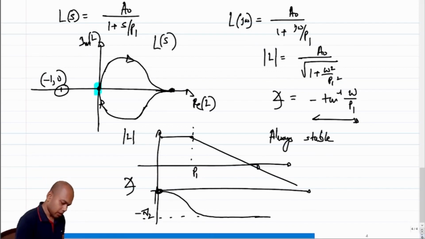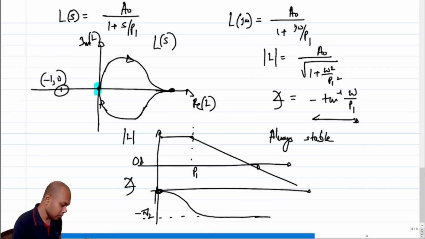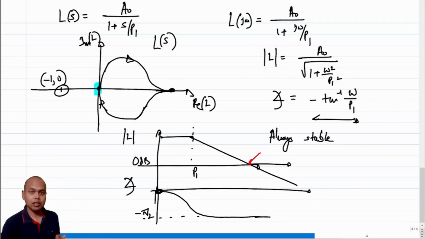Okay, fine. So by the way, where is this minus 1, 0 point in the Bode plot? When I say minus 1, 0, what do I essentially mean? It means the magnitude of the loop gain is 1 and the angle of the loop gain is pi, right? So where does the magnitude of the loop gain go to 1? If this is a 0 dB line, the magnitude of the loop gain goes to 1 where the loop gain crosses the 0 dB line, and that frequency at which it crosses is called the unity gain frequency, or omega UGB, right?